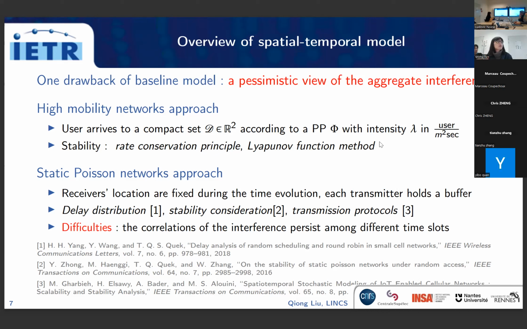But there are also several articles that studied static Poisson network approaches, for example studying the delay distribution and the stability of different transmission protocols. However, this work either considers only average performance, like the coverage probability, and doesn't go further into fine-grained information, or uses very simple assumptions to avoid this kind of correlation between different time slots and different transmitters.